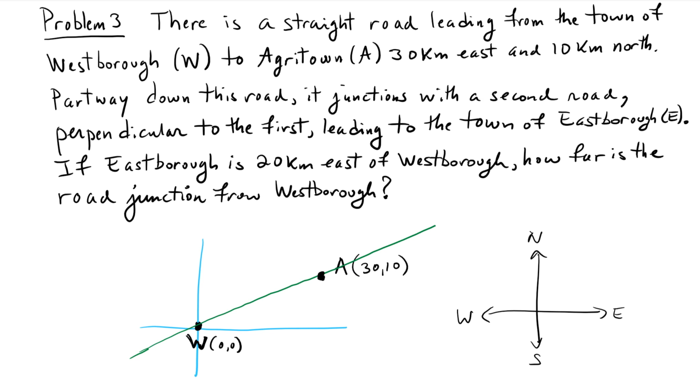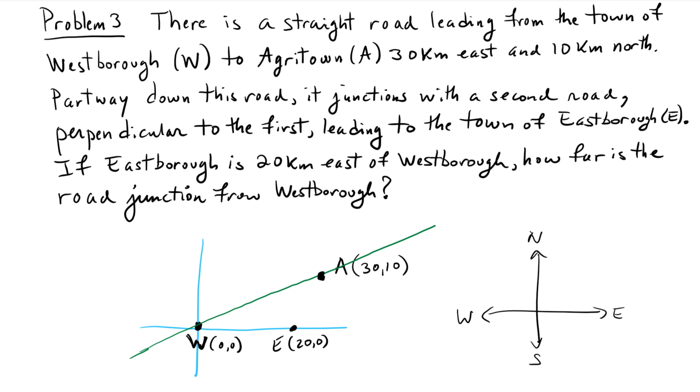And partway down this road, it junctions with a second road perpendicular to the first, leading to the town of Eastboro. So maybe let's identify where Eastboro is. Eastboro is 20 kilometers east of Westboro, so it's going to be here, 20, 0. It's kind of in the middle of W and A, because the x coordinates, look at them, they're 0, 20, 30, so it should be a little bit left of A. And basically there's a road leading from the junction to Eastboro, making a right angle with the other road.